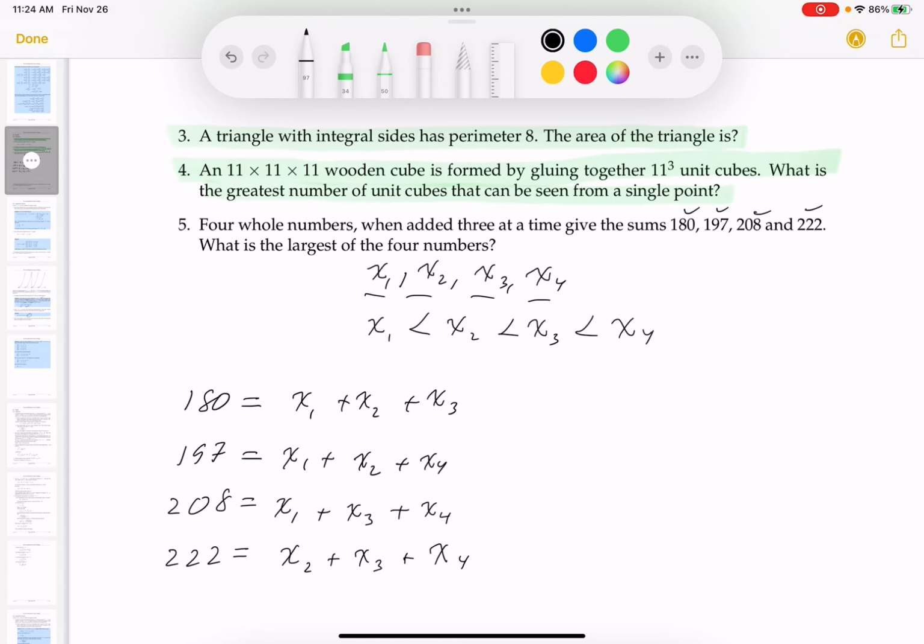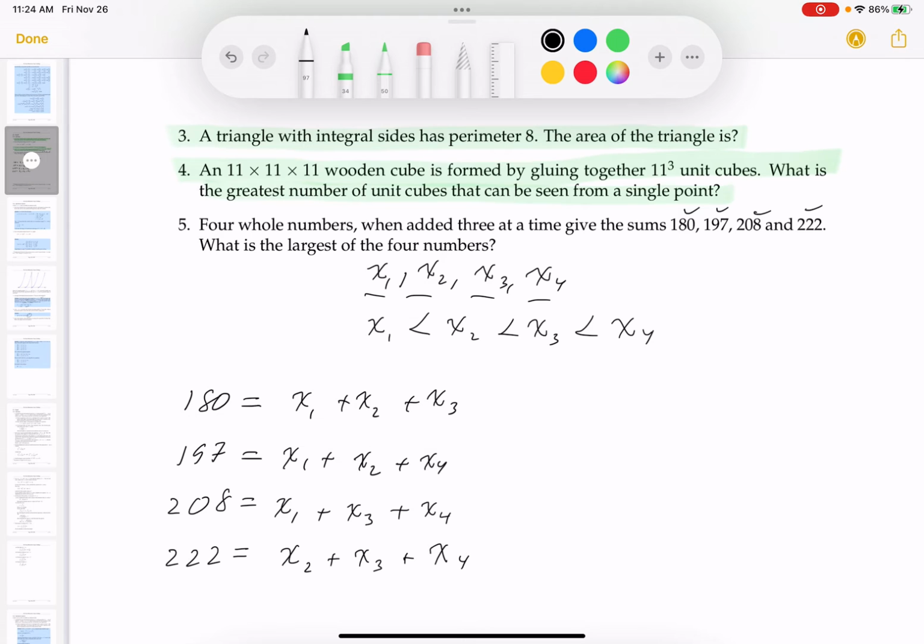x1, x2, x3, 180. I see an ordering to it. And let me just see if the next one makes sense. Yeah, it's not that bad. So I got to be honest with you. A lot of times you say, I'm stuck now. I don't know what to do. Well, there's four equations, 4 unknowns. I think I can do it.